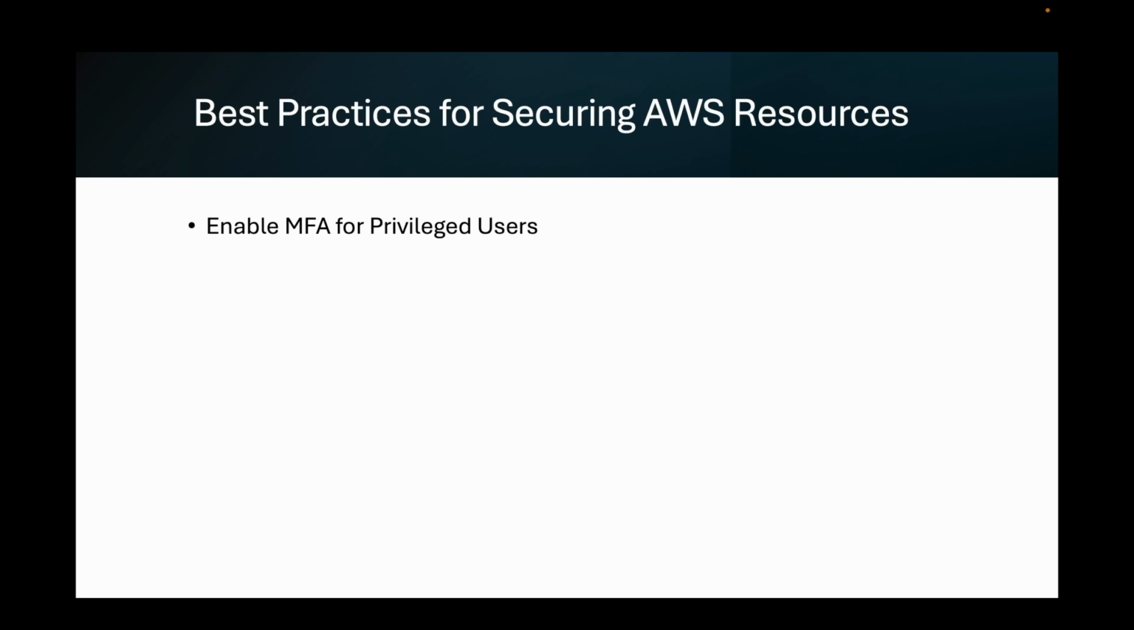In our previous videos, we have not done this because we are not using this for real purposes. We are just using the AWS account to learn these things, but it's best practice to enable MFA for privileged users. Follow the principle of least privilege. Always assign the minimum permissions necessary for users or services to perform their task, and regularly review and audit permissions to ensure users or roles are not overprivileged.